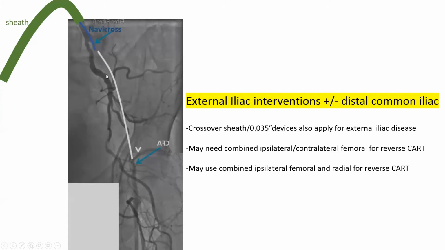Now, as it is with SFA, if we cannot cross, let's say here we have an external iliac occlusion. If we cannot cross it, we end up in the subintima. We cannot re-enter into that common femoral artery. You may need combined ipsilateral femoral and contralateral femoral to do the same thing, retrograde recanalization or reverse CART. Or you may need to do ipsilateral common femoral and radial. So instead of doing contralateral femoral, you may use radial access for crossing or for reverse CART.